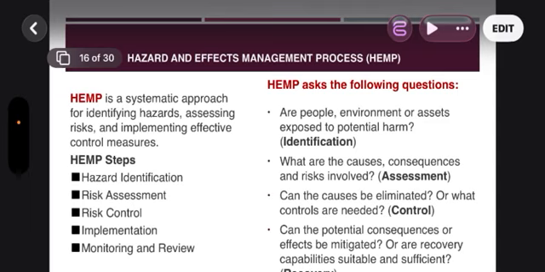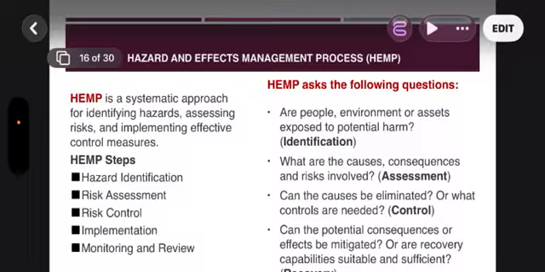Learn this, please. So HEMP helps you to know this. HEMP now helps you to what? To implement effective control measures, because you have now been able to rate the risk of accident happening.